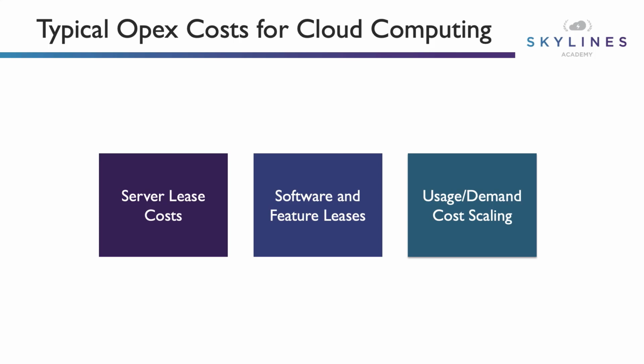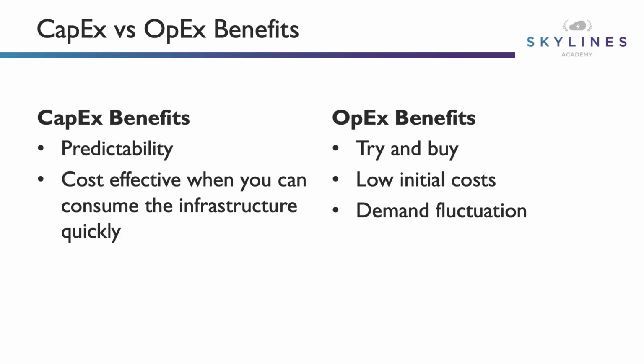But really it's all around usage demand. On demand is a lot of Opex for server lease costs and services we would consume from GCP. Benefits comparison, CapEx benefits, predictability, right? You pay for it, you've paid up front for it, it's cost effective when you can consume the infrastructure quickly. So sometimes it is still cheaper to run on premises if you're buying up front and you're going to consume that hardware very quickly. Often good reasons to do that.